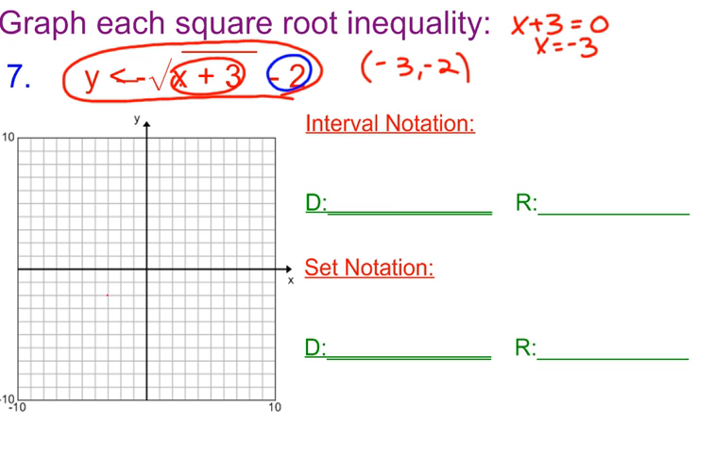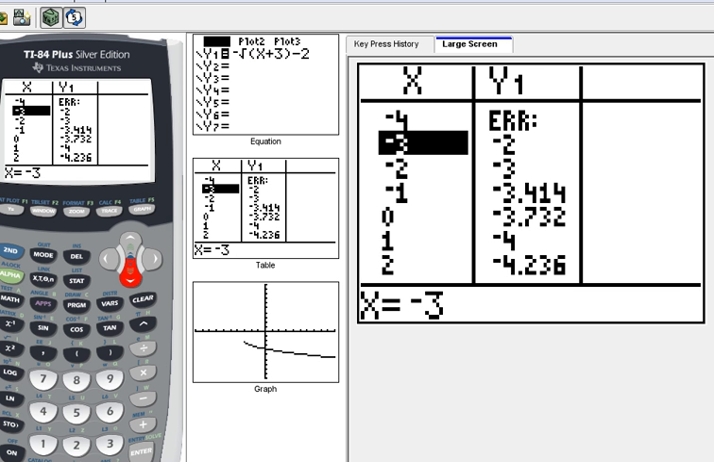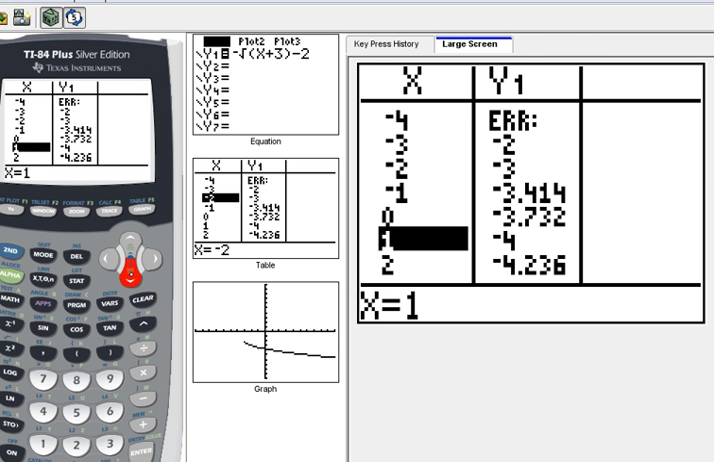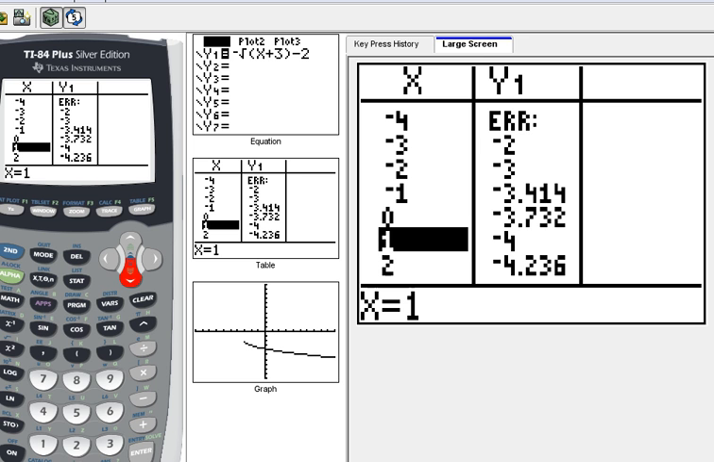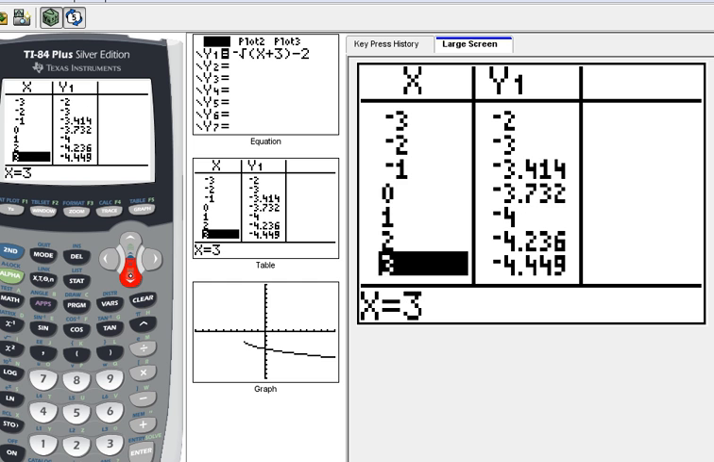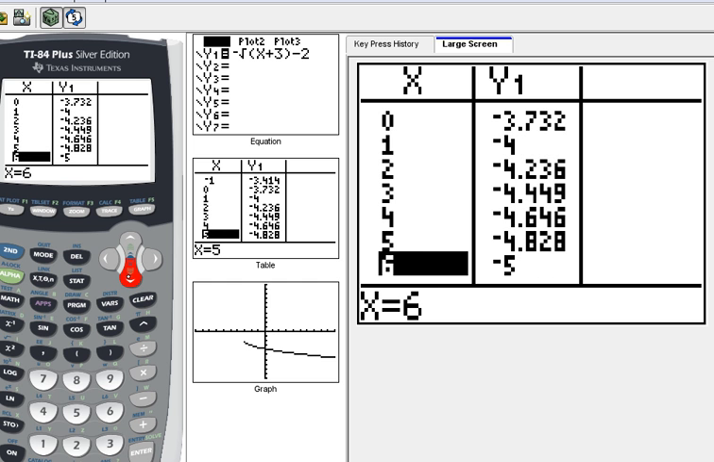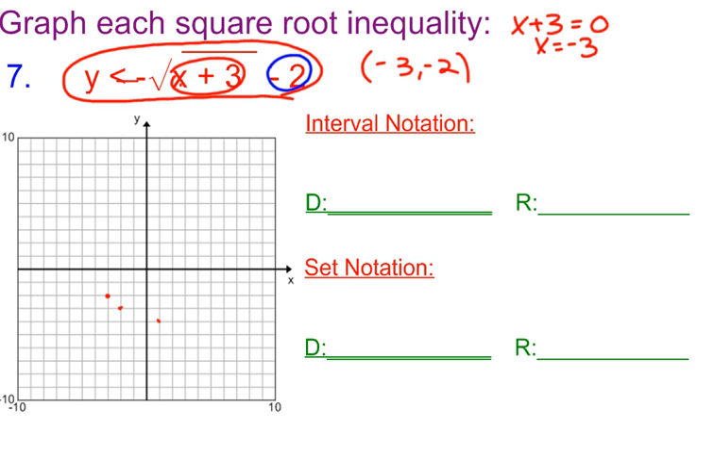So I'm going to go and plot that point. And then I'm going to look at my table for some more points I can plot. I think you can definitely plot negative 2, negative 3, and 1, negative 4. So let's plot those. Negative 2, negative 3, and 1, negative 4. Let me find a few more just because I want to make sure I can get a good sketch here. 6, negative 5, that's a good one. 6, negative 5, so right there.